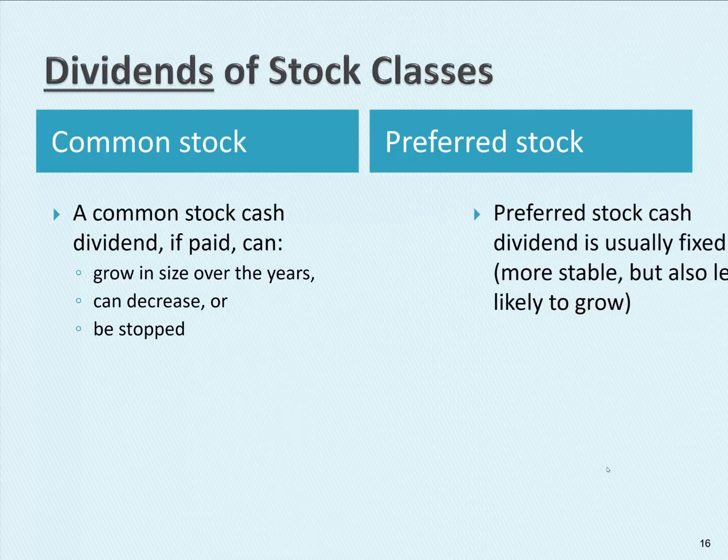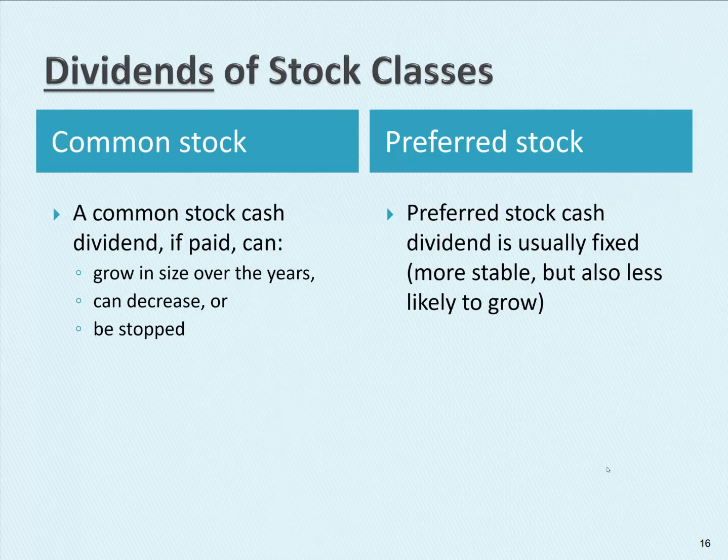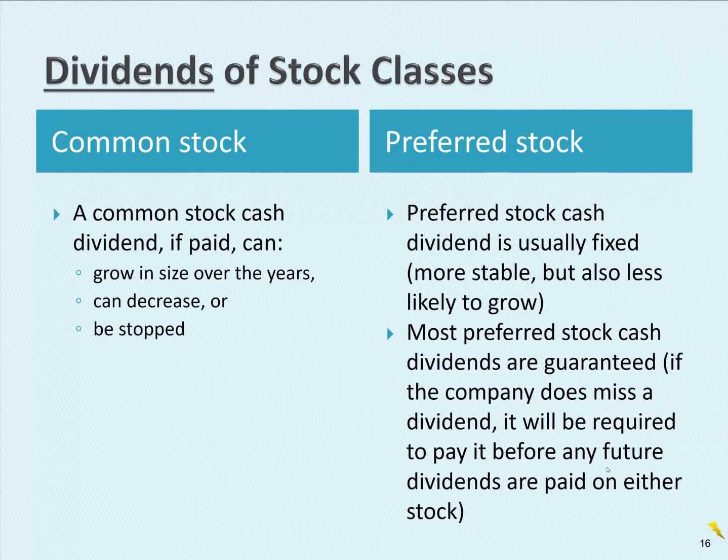On the other hand, preferred stockholders are going to get their dividend. It's more stable, but it's usually fixed, so it's not likely to grow. Most preferred stock cash dividends are guaranteed. What this means is if a company has a bad year and they have no money for the preferred stock dividend, the company will be required to pay it before any future cash dividends are paid on either stock.